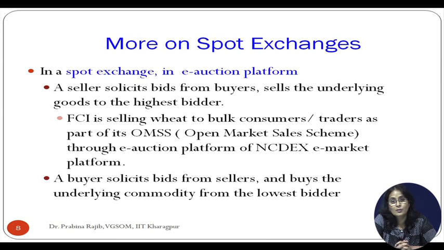say, X tons of wheat from a specific godown on such and such date, and the buyers who have been approved by the NCDEX can bid for whatever amount of wheat Food Corporation of India has announced, and accordingly Food Corporation of India sells the wheat to the highest bidder.